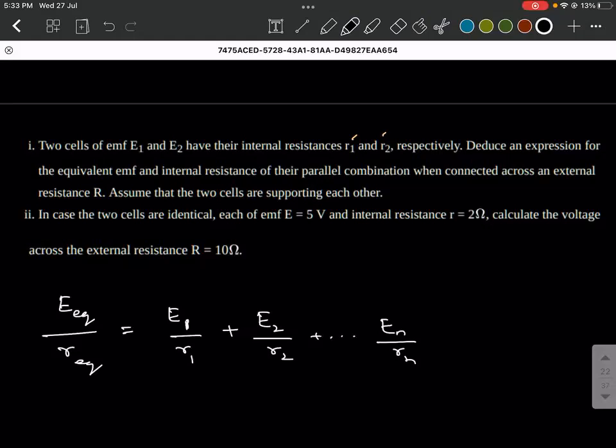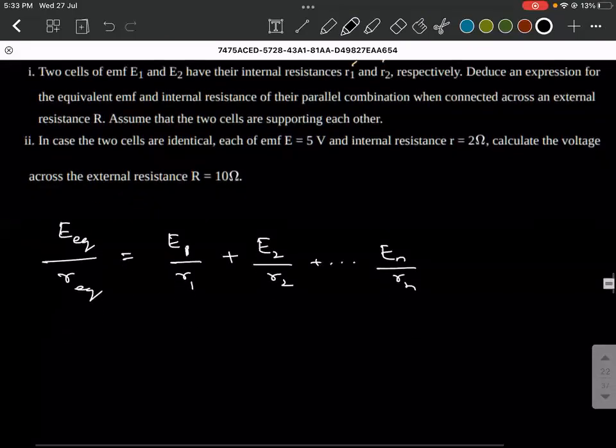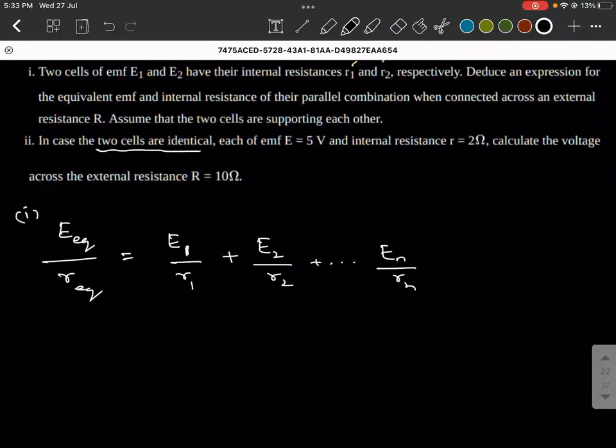And how are the cells supposed to be connected? They should be connected in the supporting manner. If they are connected in the opposing manner, this formula will not hold. You will have a minus sign. Another thing to note. Okay. So this is the answer for the first one. I wrote the final formula, but the derivation will carry 2 marks.